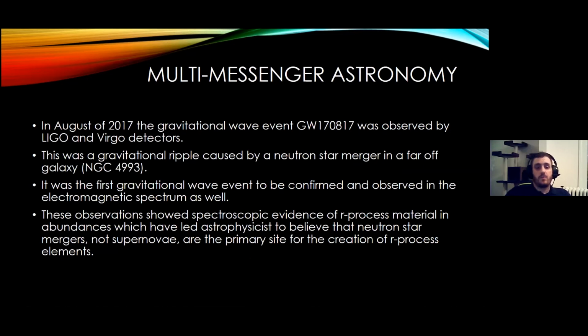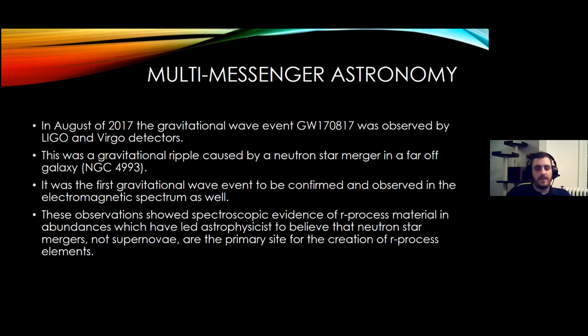In August of 2017, sort of the dawn of multi-messenger astronomy, the gravitational wave event, GW170817, was observed by the LIGO and Virgo detectors. It was a gravitational wave that was caused by a neutron star merger in galaxy NGC 4993. So it was an observed event with the gravitational wave detectors. And once it was confirmed as a gravitational wave event, that gave us a location of where this event occurred.